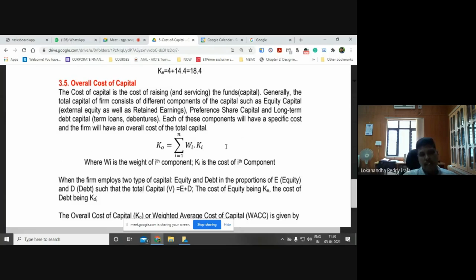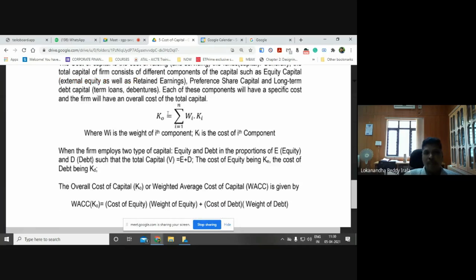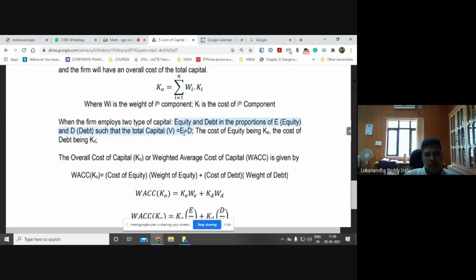Multiply each cost with its weight and add all the products, then you get the overall cost of capital. So overall cost of capital is nothing but the weighted average of the different component costs, the weights being the proportion of each component in the total capital. Though technically this is how we determine the overall cost of capital, we normally operate with only two sources, that is equity and debt.